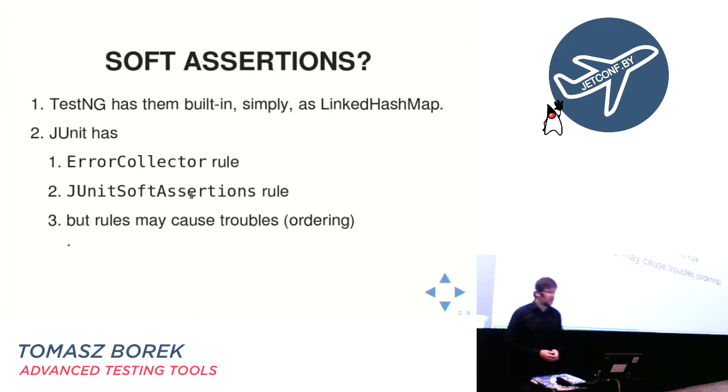So summarizing, TestNG has built in, as a linked hash map, soft assertions. JUnit has either the error collector rule or the JUnit soft assertions rule. If not that, you may want to actually use AssertJ, which is a fairly nice assertion prettifier, as I call it, because with AssertJ your assertions have much more power and flexibility when you use them.